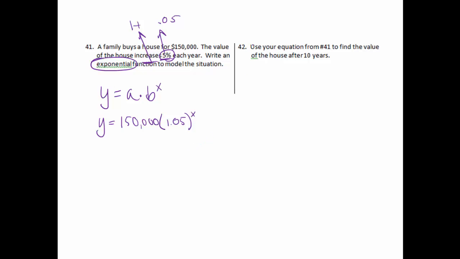Number 42 says to use your equation from 41 to find the value of the house after 10 years. So now we're going to take that equation and we're going to put 10 in place of the x, and if you type that into your calculator, you're going to get $244,344 as your answer for that one.